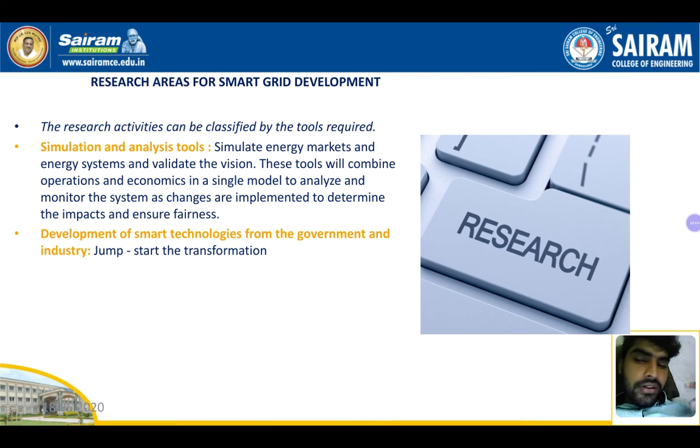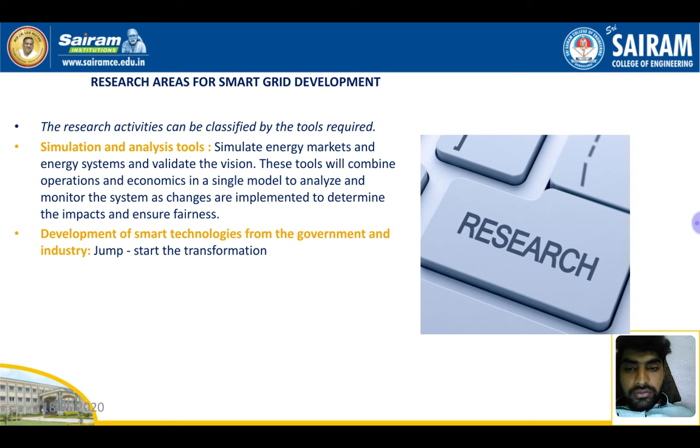Let us discuss the fifth module: research areas for smart grid development and demonstration of project, and we have a professional development training in the fifth module of your smart grid subject. So let's move on to the topic. The research activities can be classified into tools required, right?